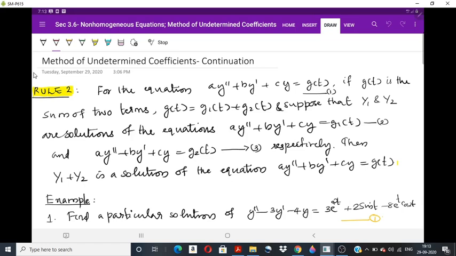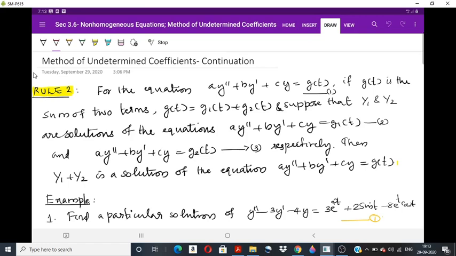And we have seen how this can be done for particular g of t, some particular functions of the form exponential function, polynomial function, sine or cosine functions, or a combination of these three functions. Now we will continue this method of using the undetermined coefficients.